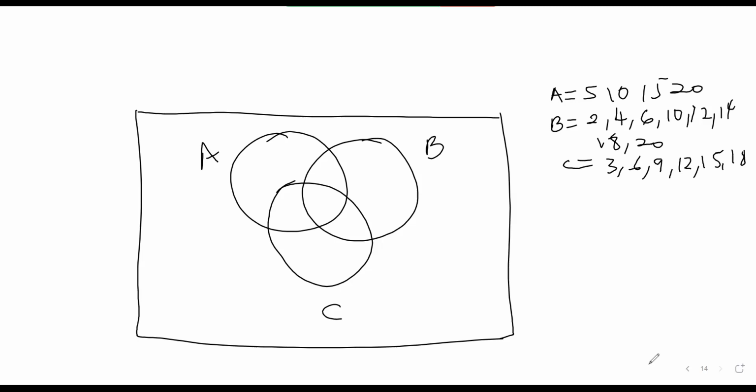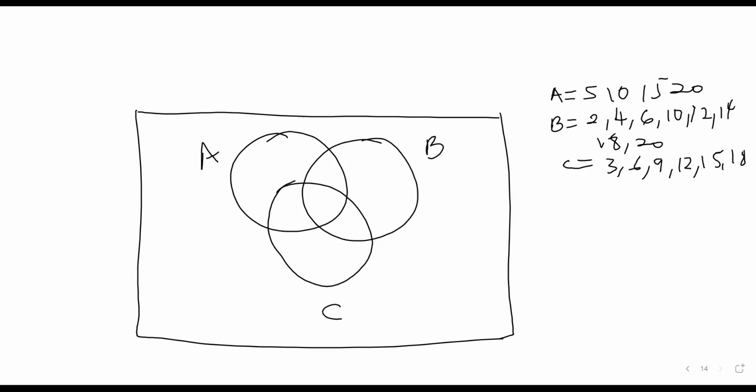So this one here at the center, we put what is intersecting in A, B, and C. What is common in A, B, and C? What are the values common in A, B, and C? Is there any value that is common in A, B, and C? No.